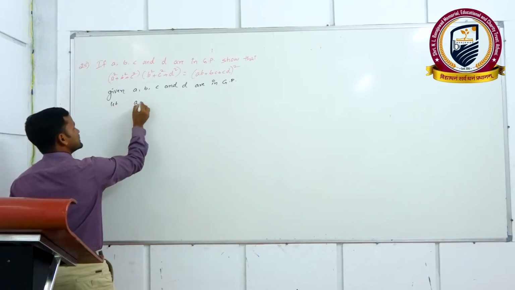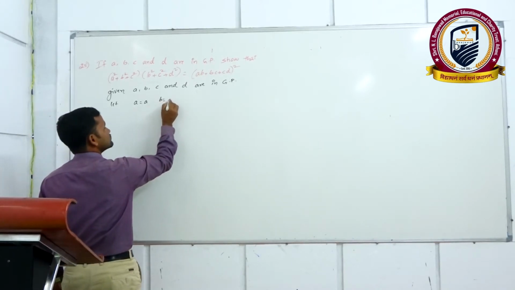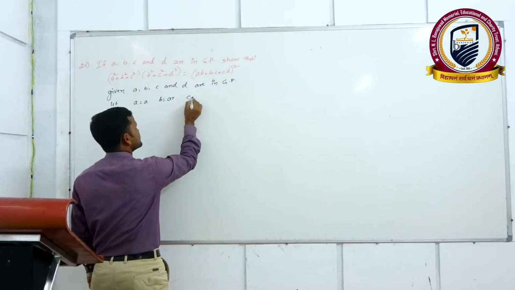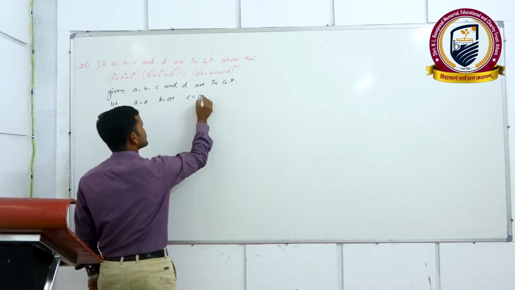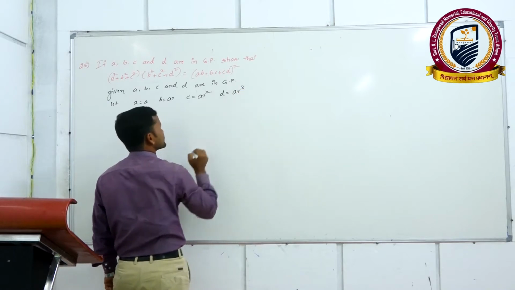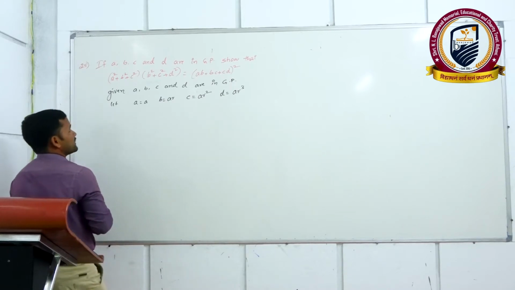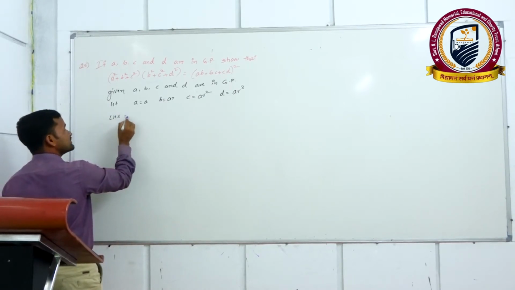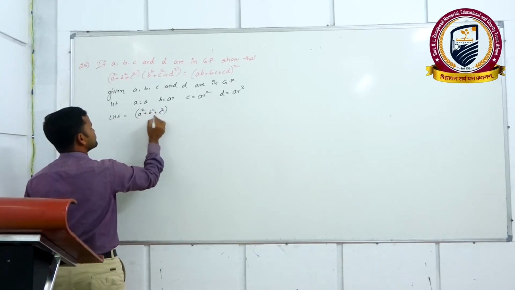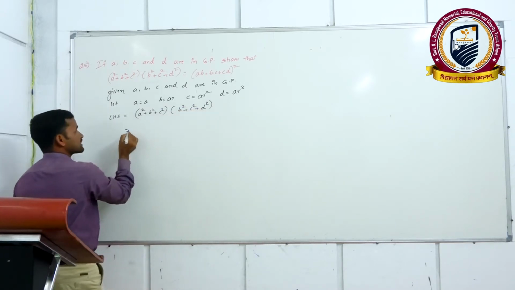Let A be the first term of the GP, B the second term. I will choose B is equal to AR, and C, the third term of the GP, as AR square, and D, the fourth term, as A into R cube, because it is in geometric progression. Fine. Now take the LHS which we need to prove here. LHS is (A square plus B square plus C square) multiplied with (B square plus C square plus D square). Substitute all these.